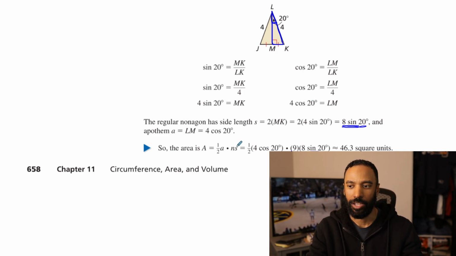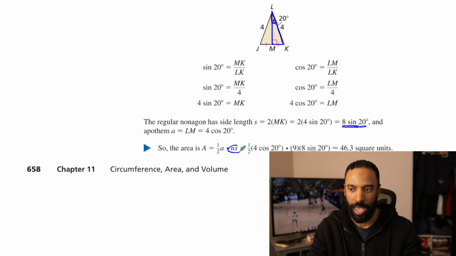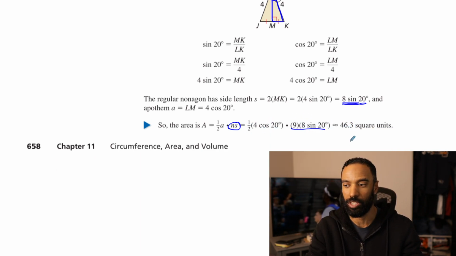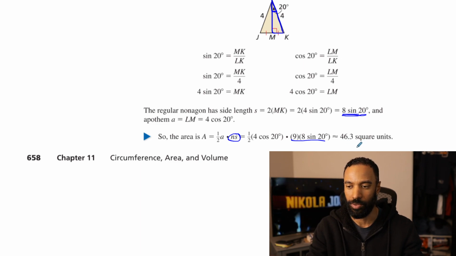So how do we find the area? It's 1/2 apothem times perimeter. The apothem is 4 times cosine 20. The perimeter is 72 times sine of 20. Multiply all that together, round to the nearest tenth it looks like they're doing, and you get 46.3 square units.